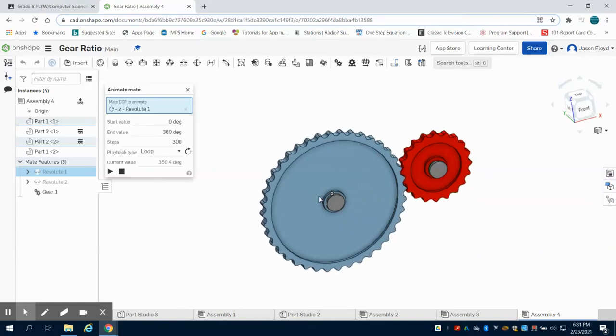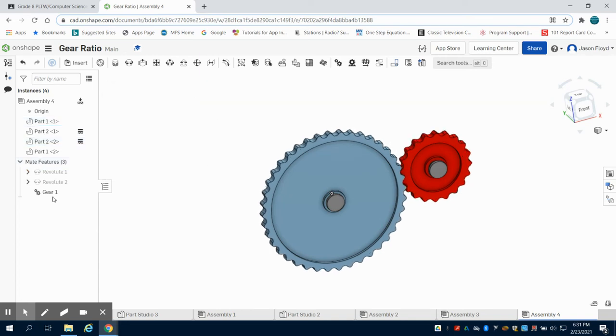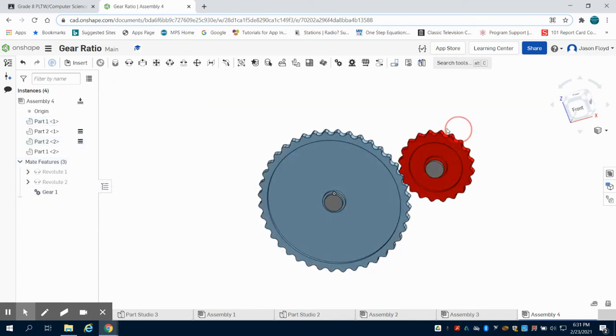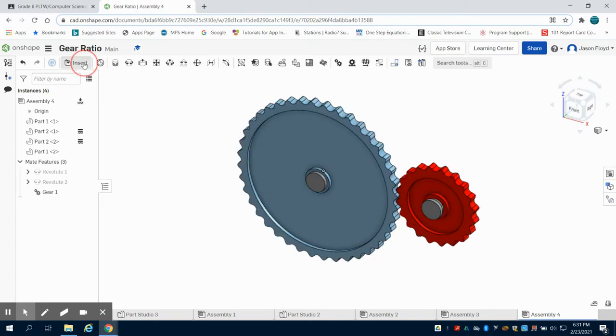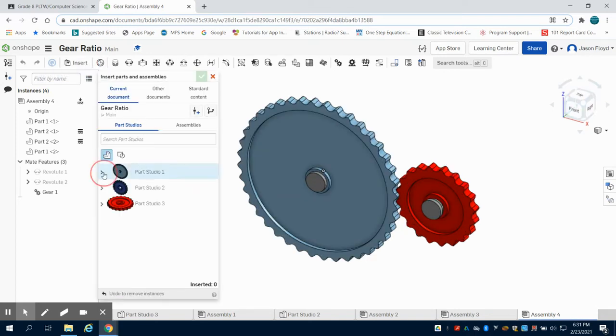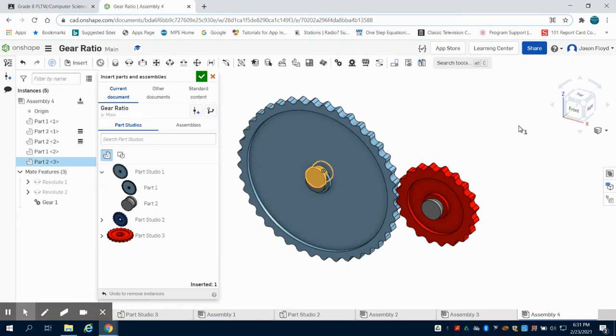So in our simple previous video, we did our simple gear train, and we can see here that our large gear is spinning our small gear twice as fast, and we just set that up using our gear ratio here. So now I'm going to come back to my insert, and I'm going to insert another bearing. And I'm going to insert another one of these large gears.